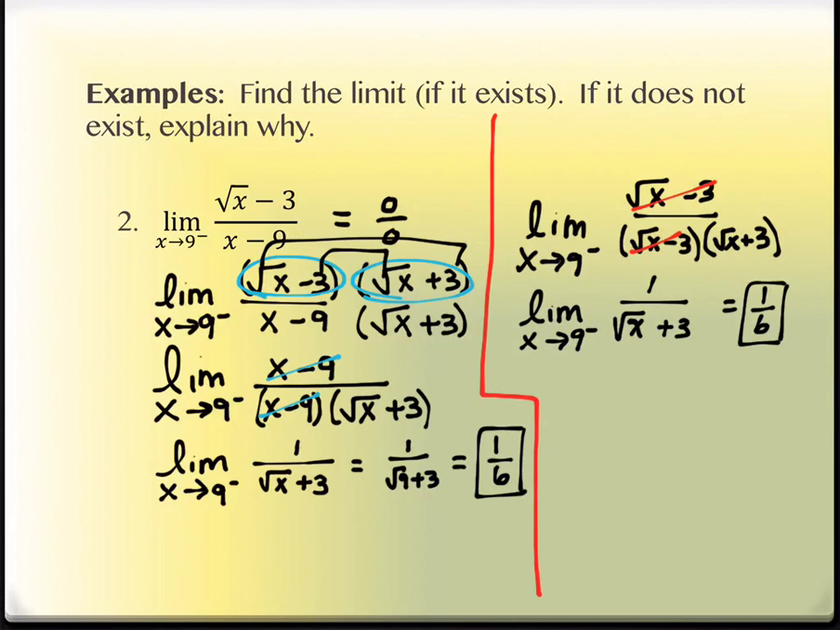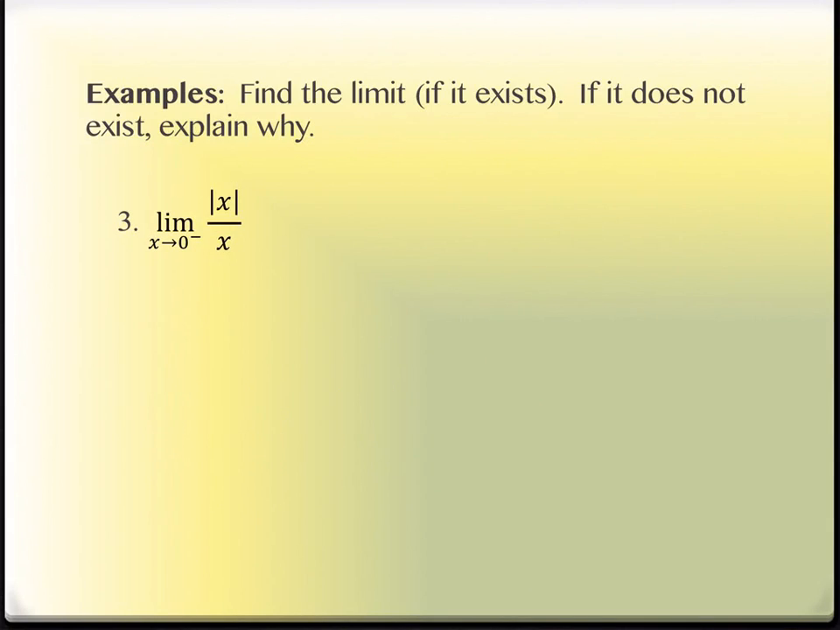All right, next problem is a little bit different. What causes this one to be a little bit different? What is it? 0 on the bottom. Okay, if I tried to plug in 0, I'm going to get 0 over 0. That causes me a problem, definitely. But what about this makes it different than, say, the last problem? The absolute value is a little weird, right?